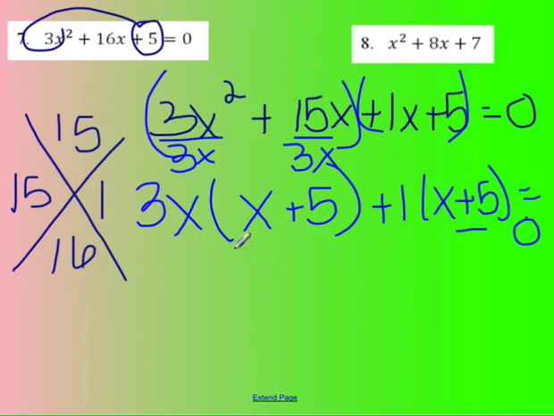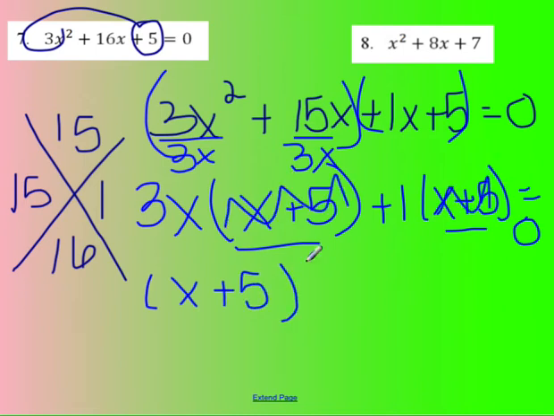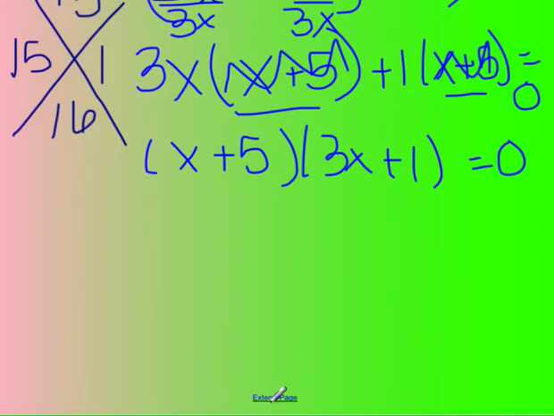So I notice here that my leftovers are matching, so I can go ahead and factor out my leftovers. Now once I've gotten rid of those, I'm going to write what's left after that, which is 3x plus 1. And we're setting that equal to 0. Well, now that I have two factors being multiplied together set equal to 0, I can set each factor equal to 0.